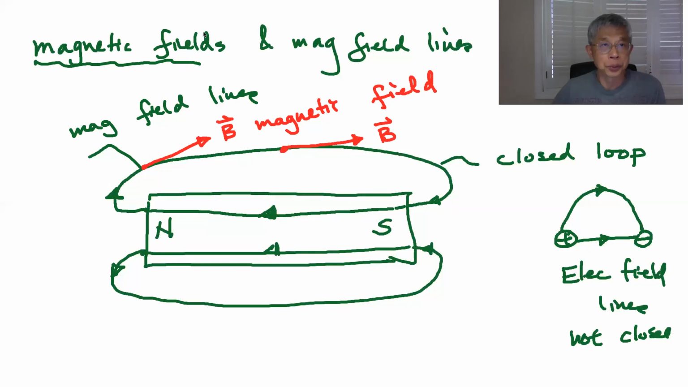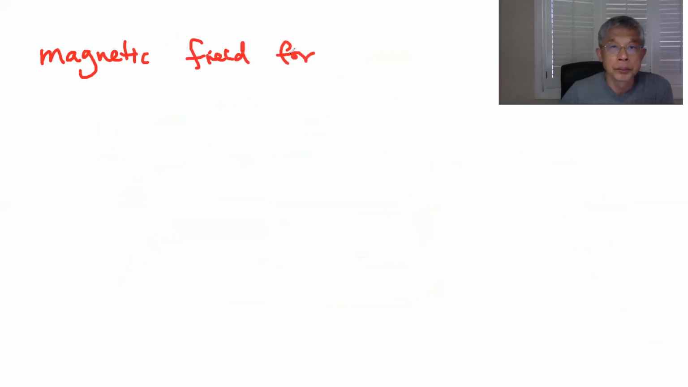I'm going to continue on the magnetic field, but now we're going to talk about the magnetic field for Earth. Magnetic field and magnetic field line for Earth.